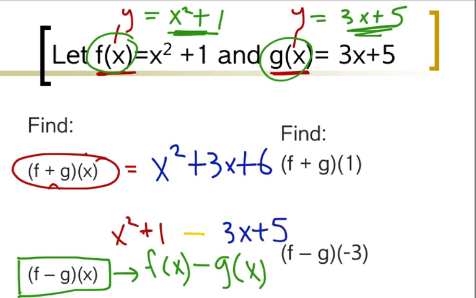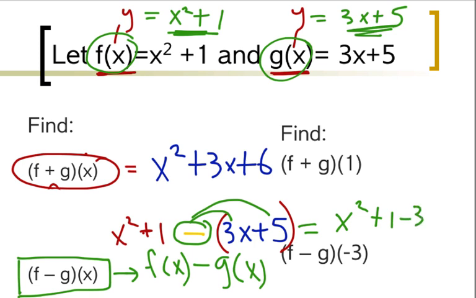Now the biggest mistake that people will make is writing it just like I did right now without putting parentheses. The reason I put parentheses is because you're going to need to take this negative sign and distribute it to the 3x and to the 5. Okay? So now I can go ahead and do that and rewrite this to be x squared plus 1 minus 3x minus 5. So we're going to get a different answer than the f plus g of x. Our answer here is going to be x squared minus 3x minus 4.